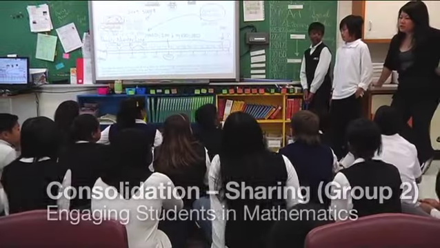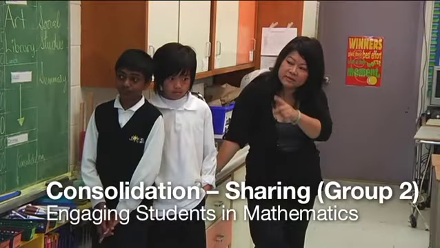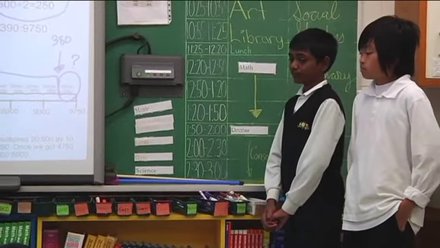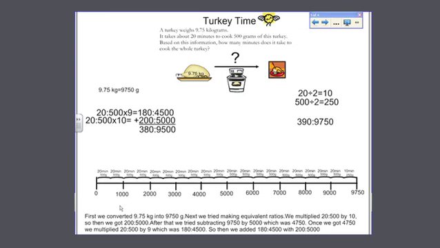As the second group presents, watch for the connections between the first and second group solutions. While the first group uses pictures of turkeys to find out that there are 19.5 groups of 500 grams in the total turkey mass of 9,750 grams, the second group uses a double number line.